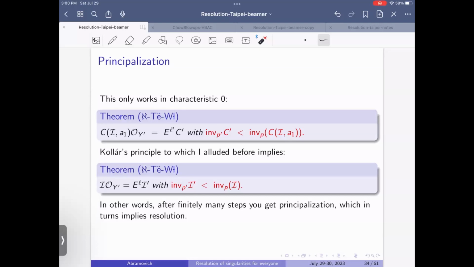Can I ask, at the end, when this invariant stops dropping, why is our ideal locally principal then? So something obvious, but like, at the end, the transformed ideal. The only way it can stop is when the transformed ideal is a unit ideal. Each time you remove the exceptional part, you have the non-exceptional part. So at the end, the only way it will stop is that the non-exceptional part is the unit ideal. So the order of vanishing is 0, and there's nothing to do.